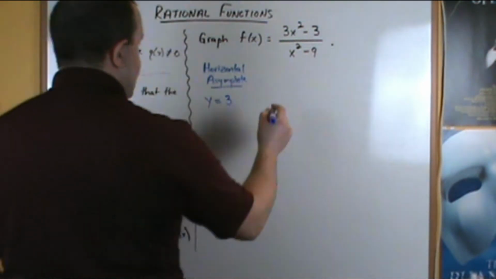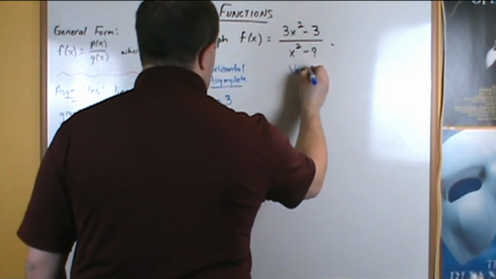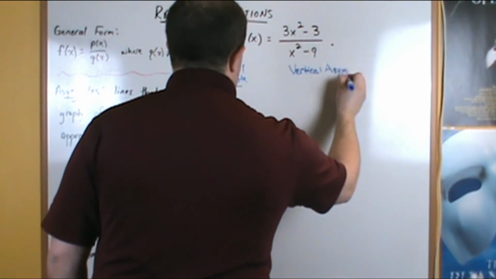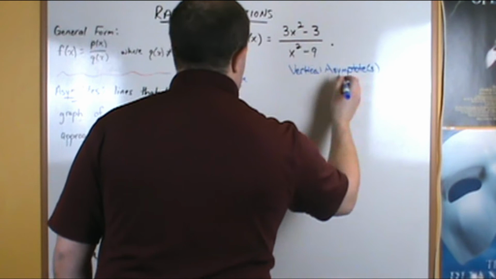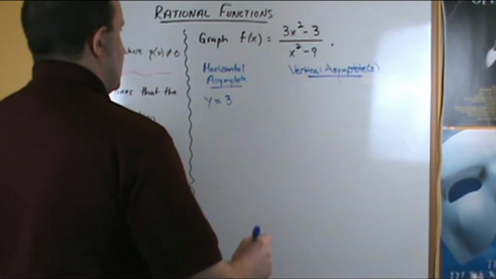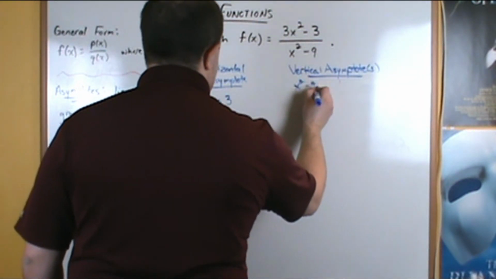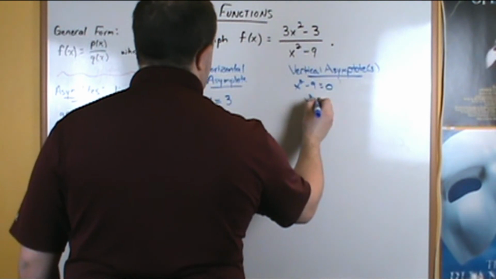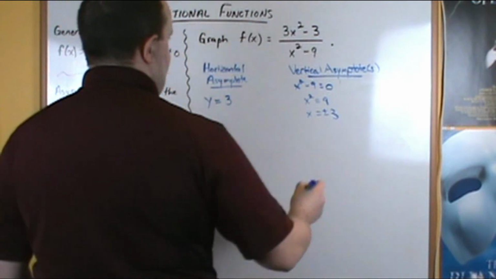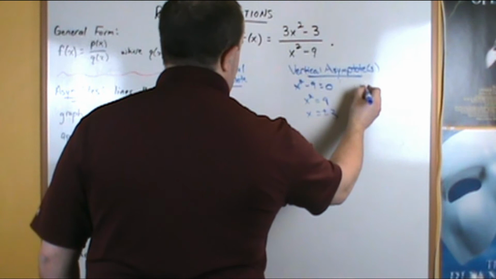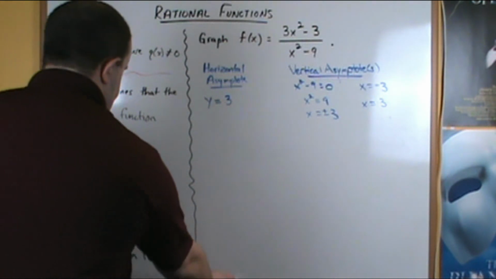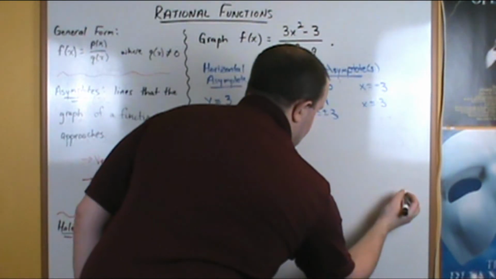Now for our vertical asymptotes, those are values that make the denominator 0. So if we do x squared minus 9 equals 0 and solve it for x, we get x squared equals 9, take the square root, and we get x equals plus or minus 3. So our vertical asymptotes, in this case we have two of them, are going to be at x equals -3 and x equals +3.